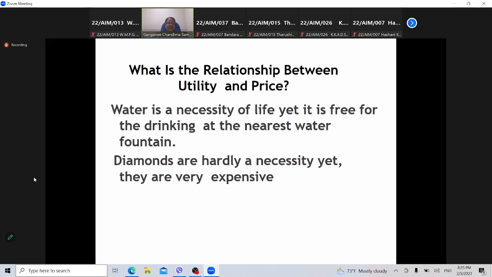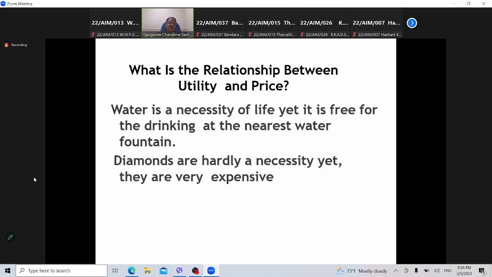But second one, your utility or satisfaction at that time. Maybe you are very thirsty. In the diamond, your utility is low because it's not your necessity thing, but very expensive. Okay. So every time, the basic idea of this: utility cannot be measured by price.